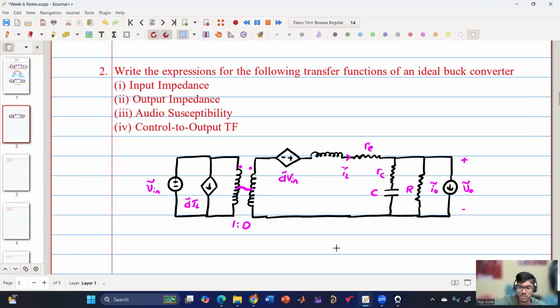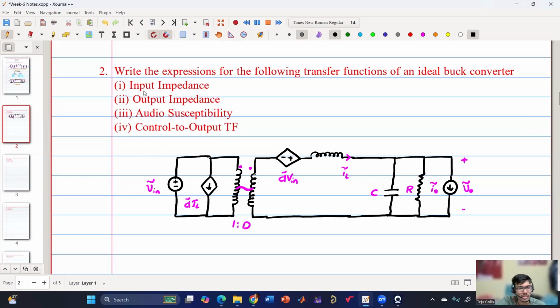I have given this question so that it will help us understand the importance of these transfer functions. And in the upcoming question, we'll solve for a practical buck converter where we can understand how the parasitics are going to affect the transfer functions. Because I have mentioned that it is ideal, parasitic resistance will not be there here as well as here, and the rest remains the same. So this is the AC equivalent model of an ideal buck converter without any parasitics.